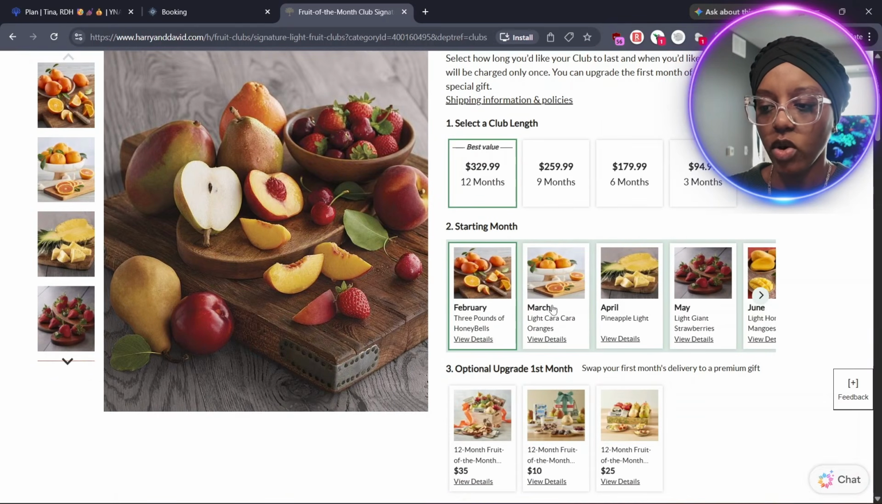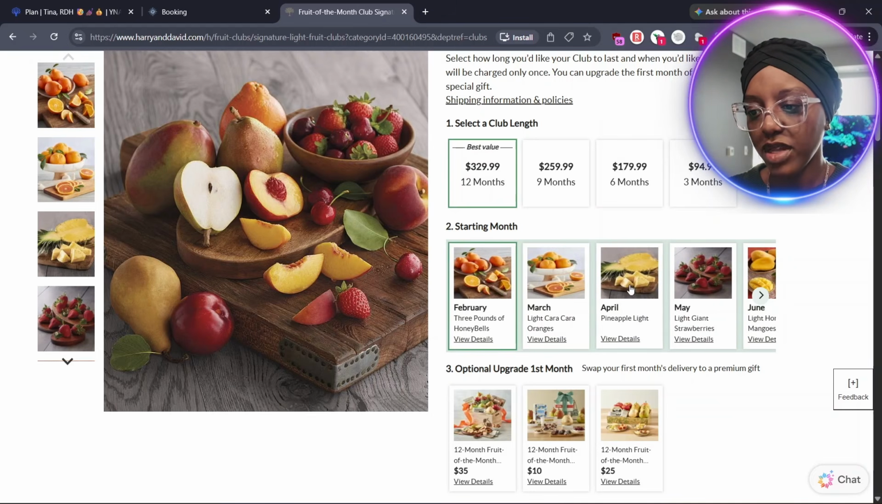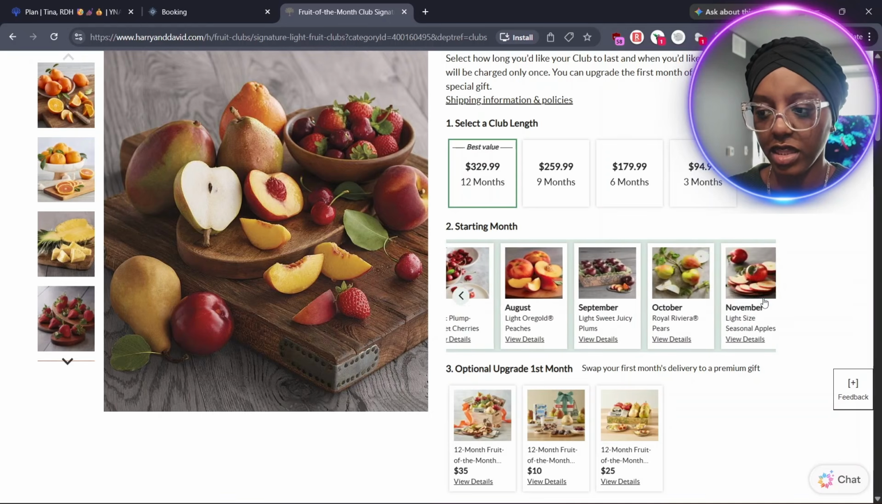Yeah, I don't even know what a honey bell orange is, but Cara oranges, yes, I have to start next month. We have to. We're gonna get Cara oranges, a pineapple, strawberries, some honey mangoes, cherries, and then peaches, I think would be 6 months. I would love to get the plums, but I can't get the plums and the Cara oranges, and I love Cara oranges, so we have to get those.